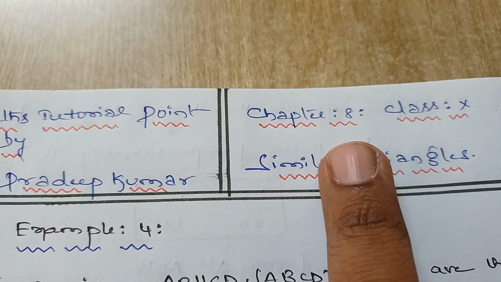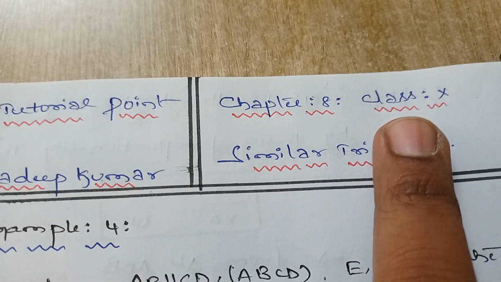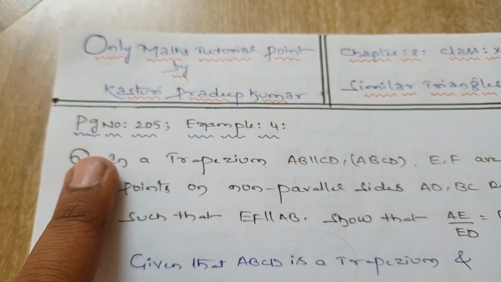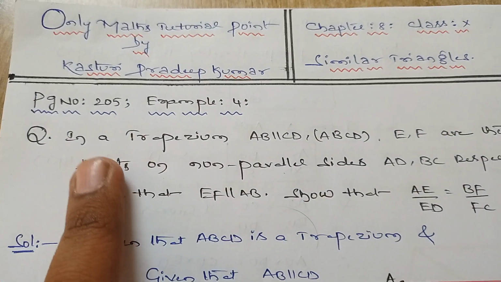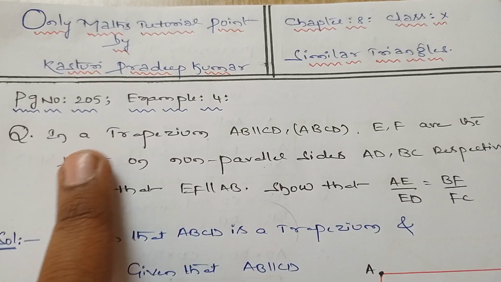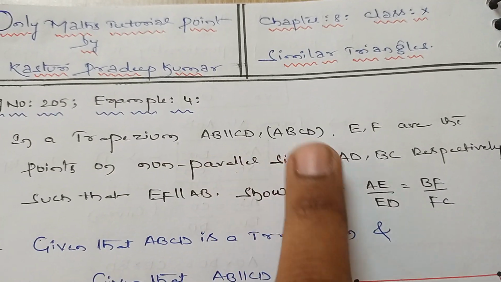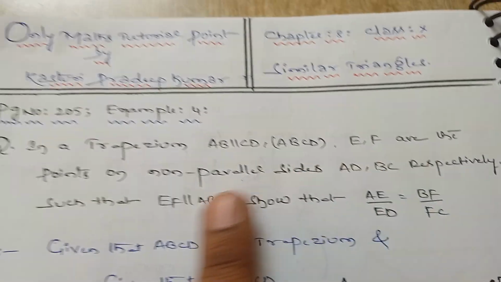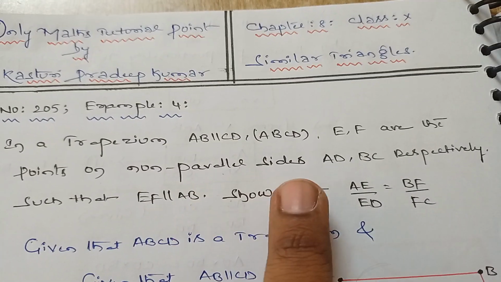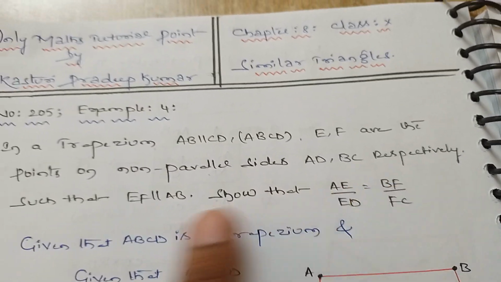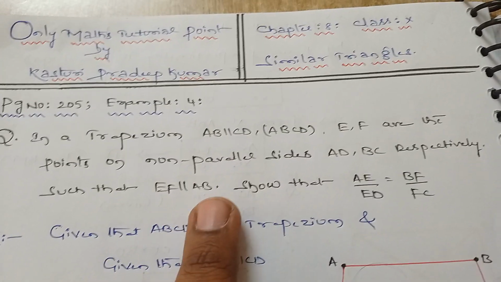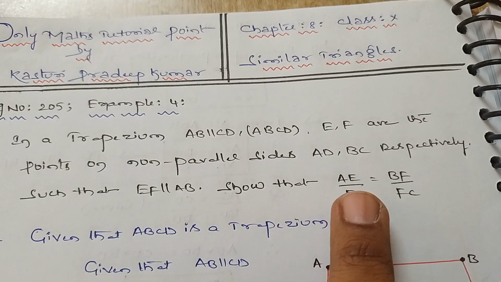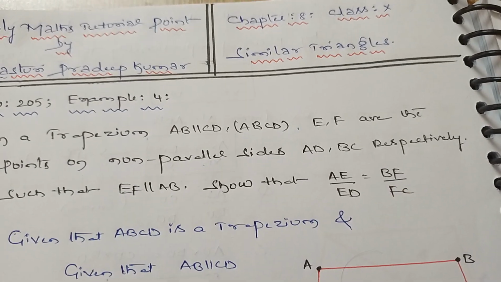Today we are going to continue with chapter 8 of class 10th, similar triangles, page number 205, example 4. What is the question given? In a trapezium ABCD, AB is parallel to CD and E, F are the points on non-parallel sides AD, BC respectively, such that EF is parallel to AB. Show that AE by ED equal to BF by FC.